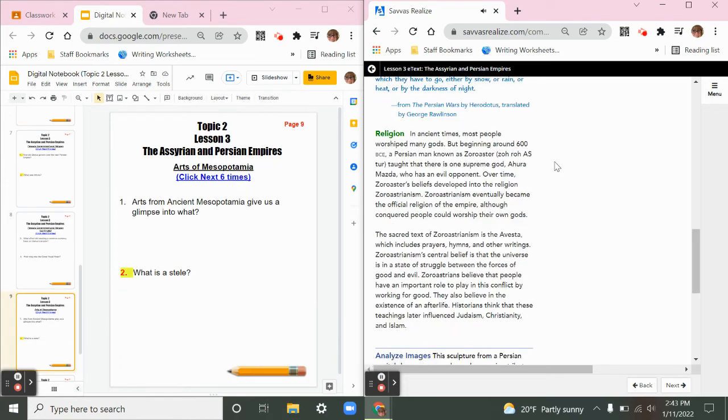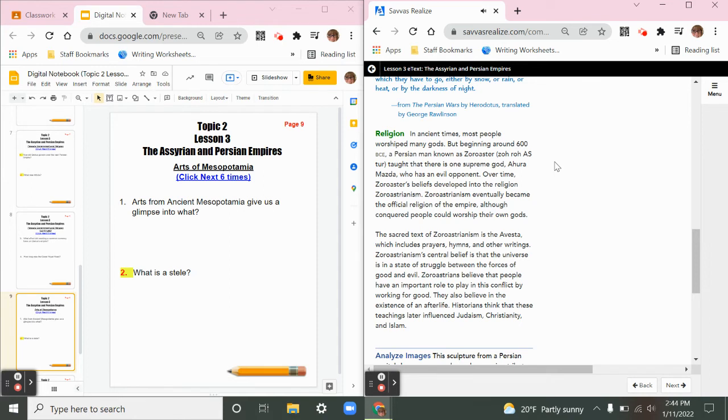Religion. In ancient times, most people worshipped many gods. But beginning around 600 BCE, a Persian man known as Zoroaster taught that there is one supreme god, Ahura Mazda, who has an evil opponent. Over time, Zoroaster's beliefs developed into the religion Zoroastrianism. Zoroastrianism eventually became the official religion of the empire, although conquered people could worship their own gods.